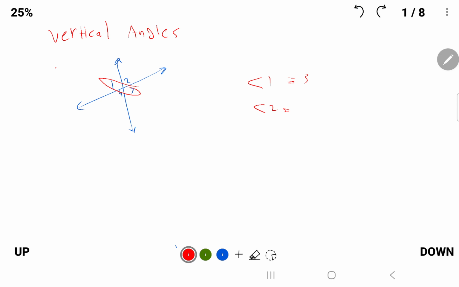Now it turns out that angles 2 and 3 are supplementary, they form a linear pair, so angle 2 and angle 3 must add up to 180, and also angle 1 plus angle 4 is equal to 180.